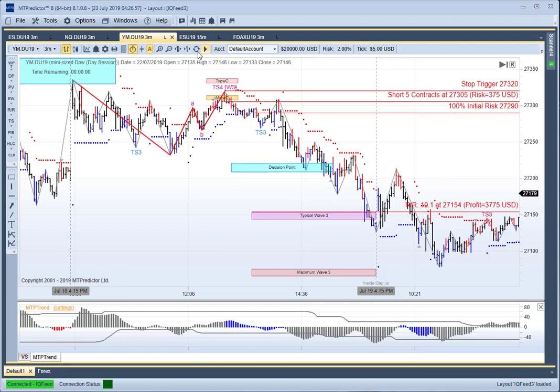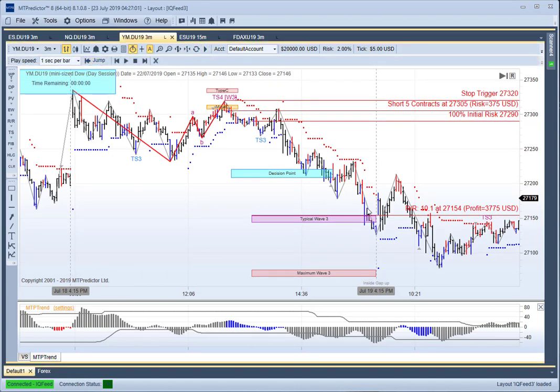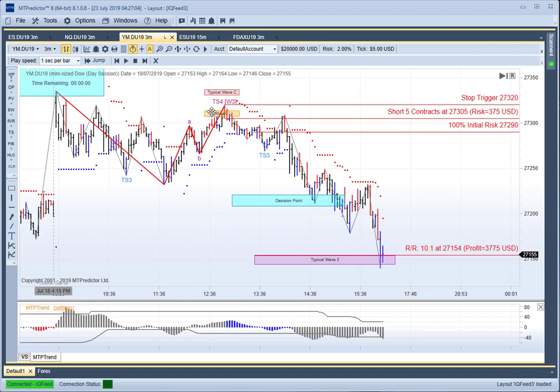And if you do, just use training mode again, then you have the possibility to uncover some great trade setups like this. As you can see here, a potential 10R profit, or a profit that was 10 times the initial risk, that unfolded last Friday on the 3-minute YM.